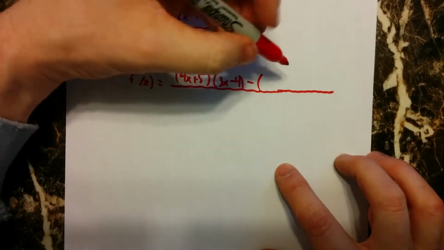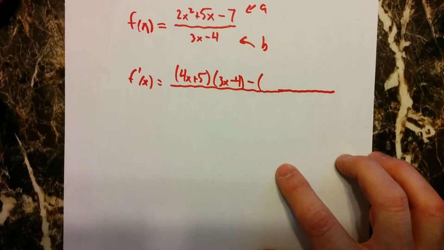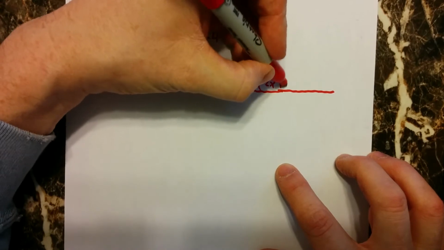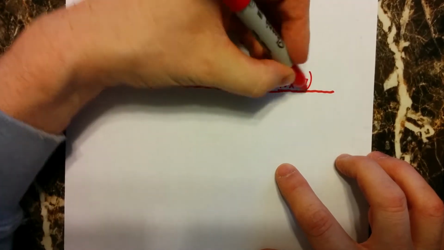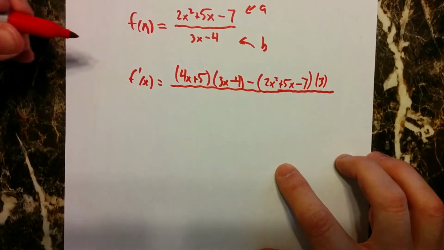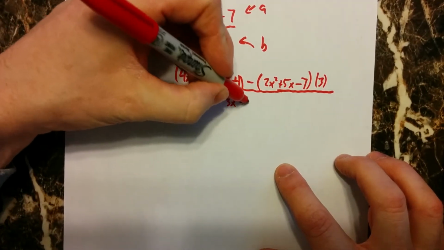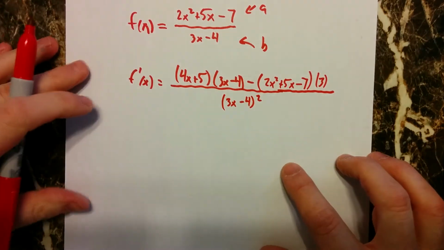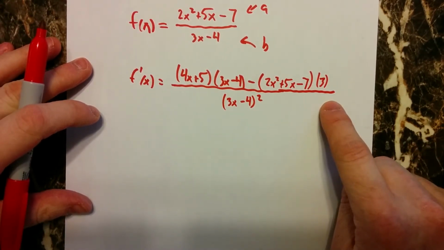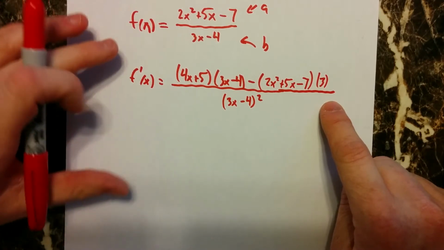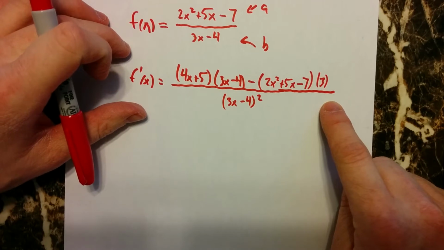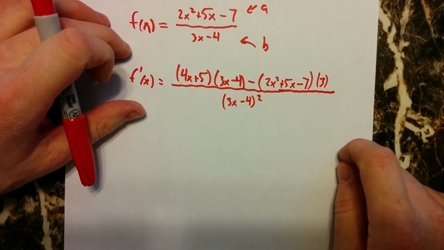I'm going to put brackets there just to make sure that this negative always gets distributed properly: 2x squared plus 5x minus 7, times the derivative of the denominator, which is 3, all over 3x minus 4 squared. I'm just going to leave that alone. There are more manipulations we could do with this, but that is how the derivative is done. Anything beyond that is extra.